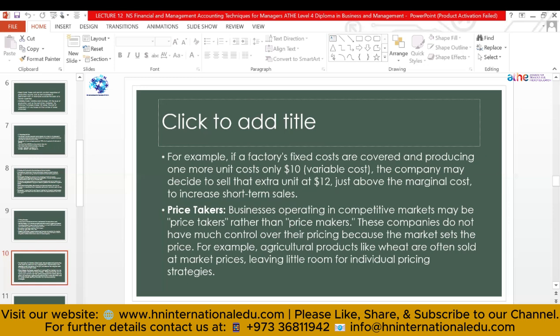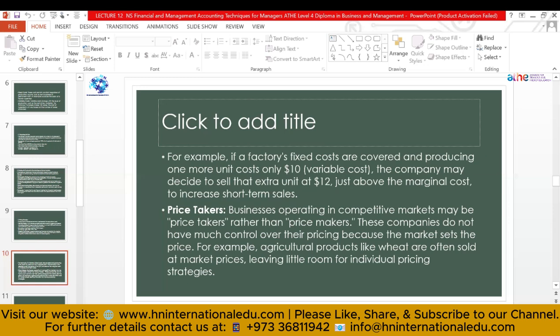The prices of tomatoes, bread, margarine, chocolate remain the same, only the variance changes. If you think that one shop is selling quite expensive, you can definitely shift to another one. These companies do not have much control over their pricing because the market sets the price. For example, agricultural products like wheat are often sold at market prices.